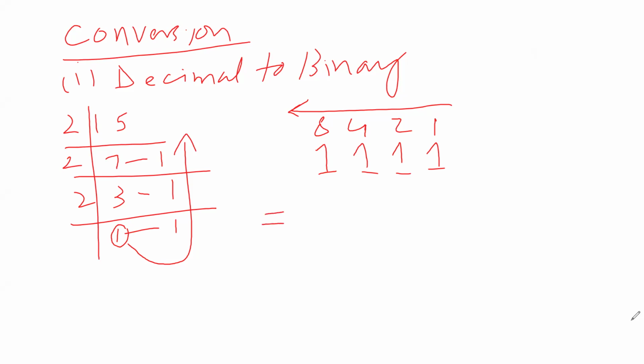Now we will add those powers which have base value 1. In this case, all powers have base value 1. So 8 plus 4 plus 2 plus 1. This is proof our conversion is right, because it is 15.